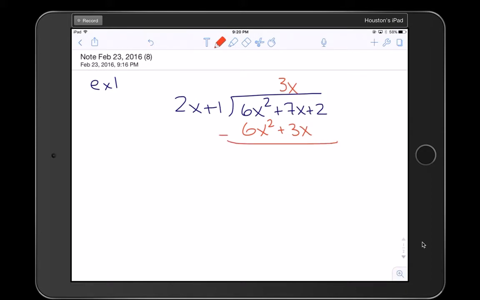And the whole idea is that as you go through this long division, you want that first term, in this case, the 6x squared, to become 0. And it does. So we do 6x squared minus 6x squared, again, is 0. Then we're going to do 7x minus 3x and get 4x. And we're going to bring down the 2, the positive 2.